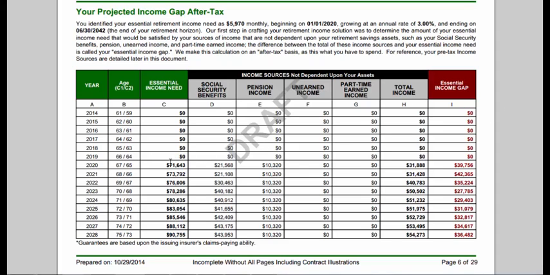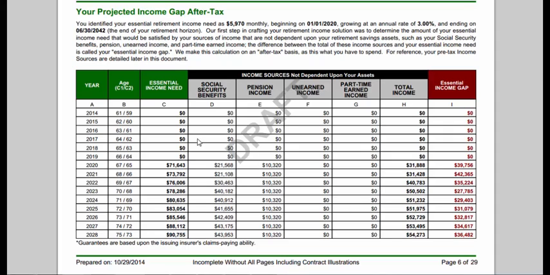The next page is a summary of the income gap after taxes. The clients essentially need $5,000 a month, which is $60,000, but you've got to remember that's today. When you look at a 3% inflation rate until 2020 when they retire, you can see their income need is certainly greater than the $60,000 they would start off today. What their Social Security benefits are, what their pension income is going to be. They do not have any unearned income or part-time income, so their total income of known sources is $31,000 in their first year of retirement. So their gap is almost $40,000.